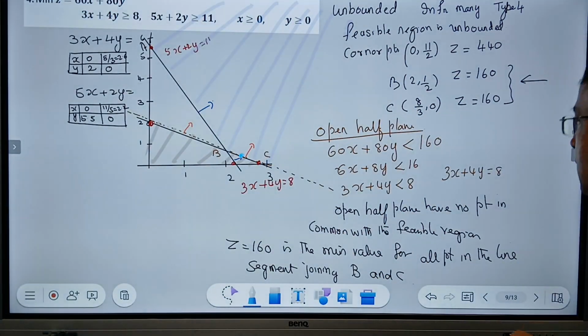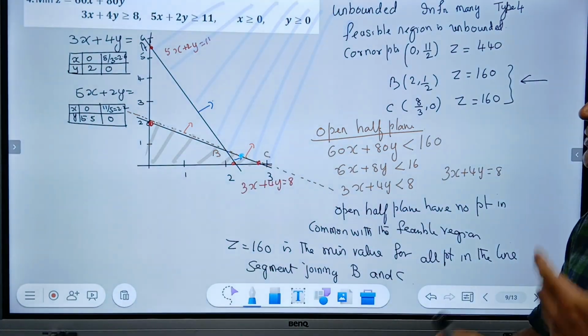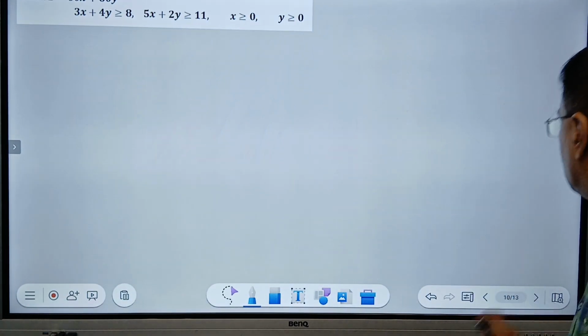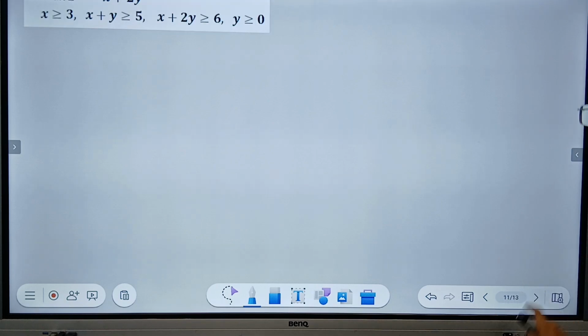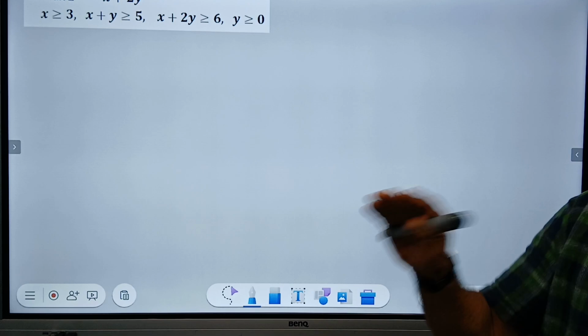The GeoGebra of this problem, I will do it separately again, otherwise it's taking too much time. So we'll go to the next problem. This is the 5th problem. I have one more problem to do so that all types of problems are covered.